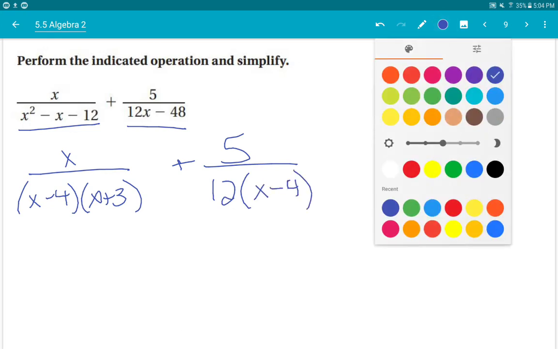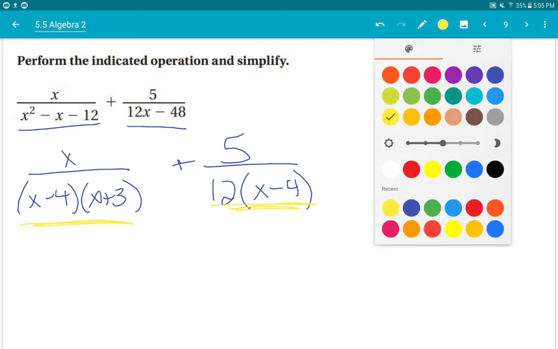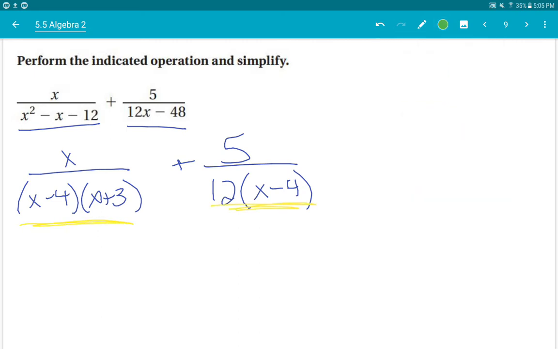Now, we are going to be comparing this denominator and this denominator. What does the left-hand denominator have that the right-hand denominator does not? The left hand has an x minus 4, but there's an x minus 4 here. Here, there's an x plus 3. There isn't an x plus 3 here, so we need to multiply this side by x plus 3. And there's nothing else to compare from the left to the right.